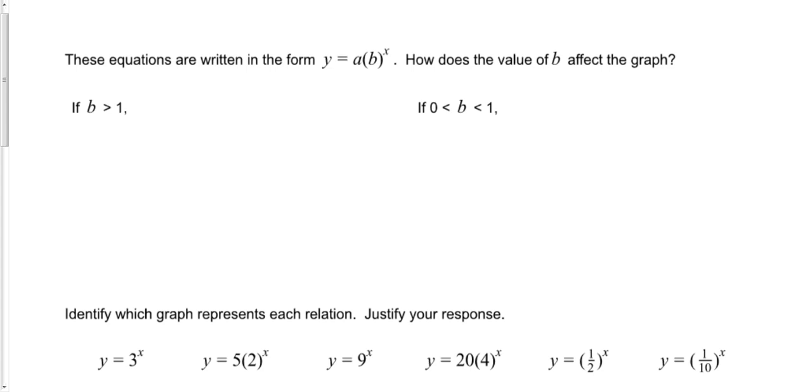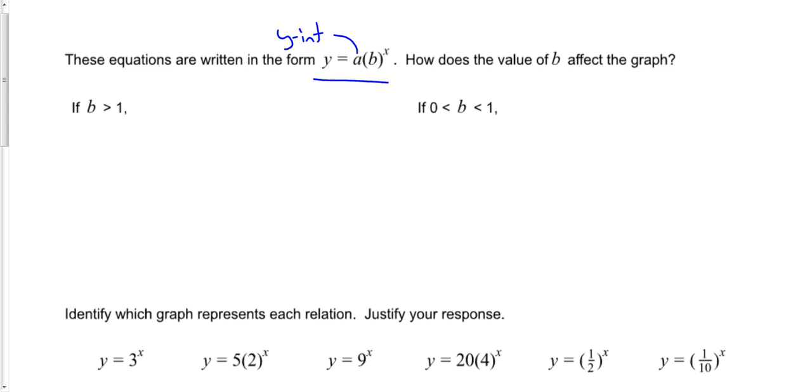So let's continue looking at our investigation as it relates to exponential relationships and their curves. We know that all exponential relationships are written in the form y equals a times b to the exponent x. We already talked about how a indicates the y-intercept, so a tells us what the y-intercept is going to be on the graph. Now we've got to figure out how the b value affects the graph.